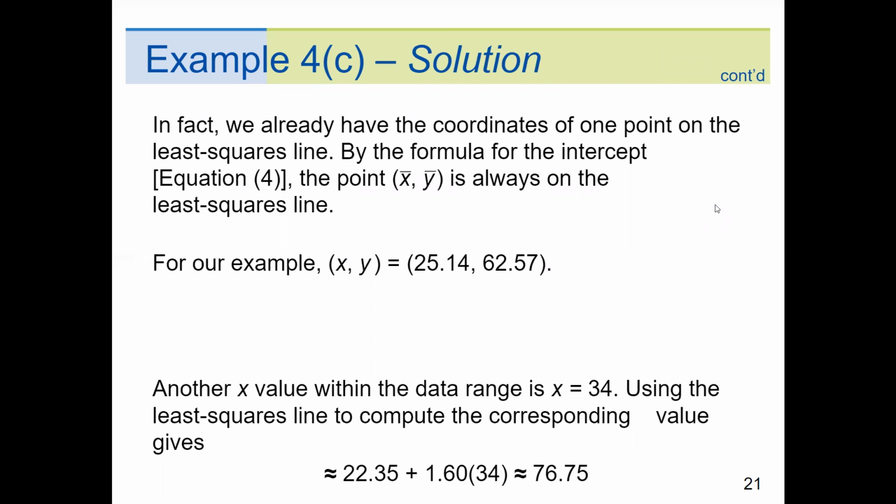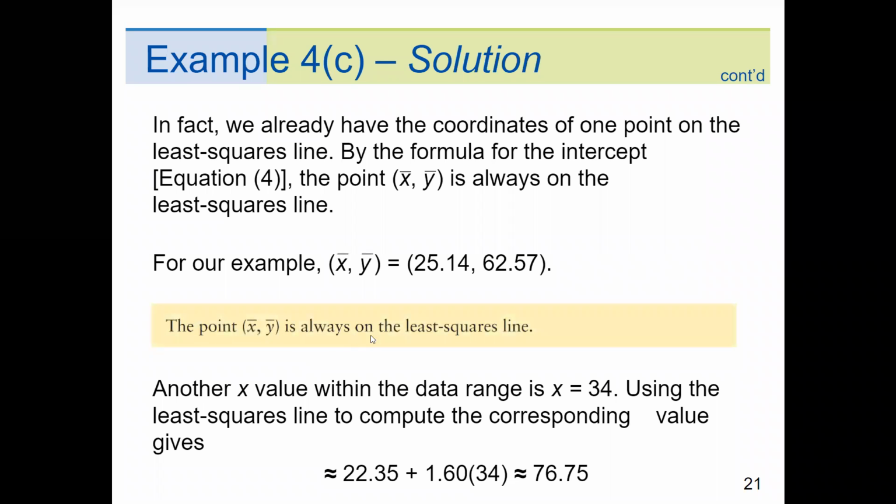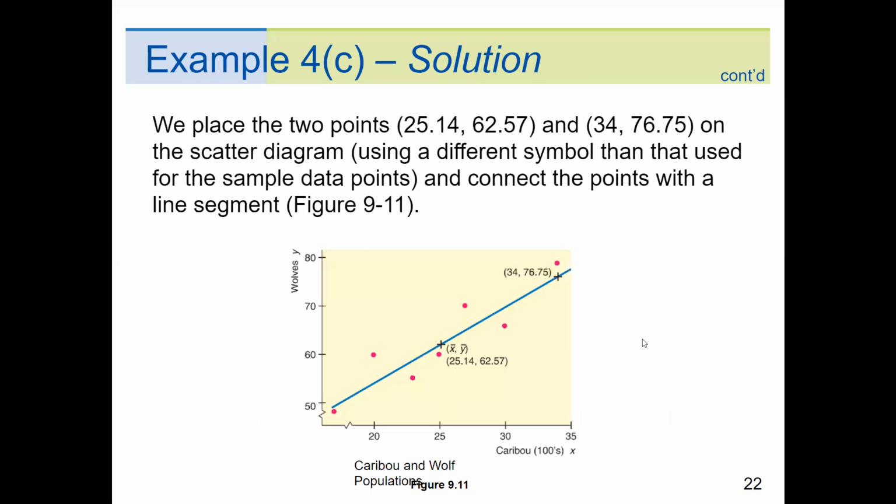In fact, we already have the coordinates of one point on the least squares line. The point x bar, y bar is always on the least squares line. For example, 25.14, 62.57 is always on the least squares line. Another x value within the range is 34. Using the least squares line to find the y value gives 76.75. Okay, so now we have these two points on the line, and they do fit right on that line.